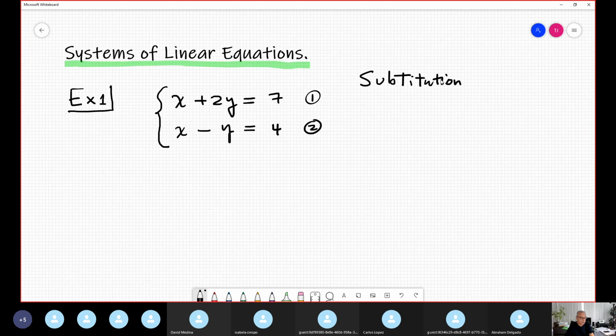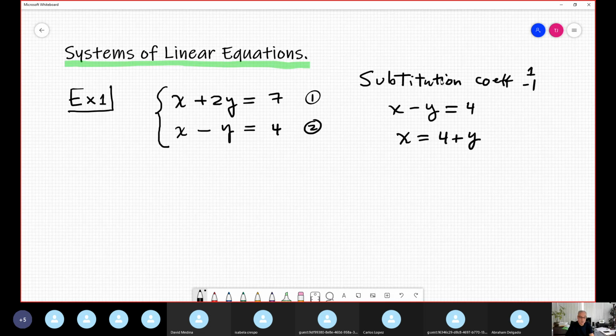And substitution is good with 1 or negative 1. In this case, I have both. So at least 1 is enough. Then you take equation 2, which in my opinion is the easier equation. And you solve for y or solve for x. In my paper, I copy again. I solve for x. So x is equal to 4 plus y.